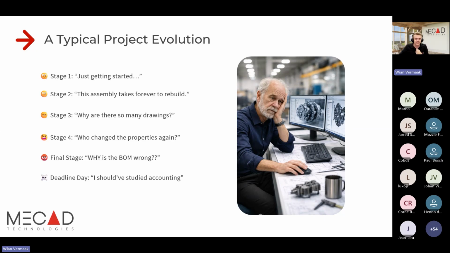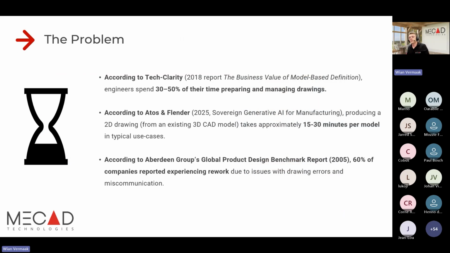So let's help Jeffrey. We've done some research to back up all the problems in poor Jeffrey's life. For example, 30 to 50% of engineers spend their time preparing and managing drawings. Now that's just prepping and managing them. On average, we've seen it takes about 15 to 30 minutes per model in typical use cases. So this is obviously going to be different for everybody, depending on the complexity of the part.